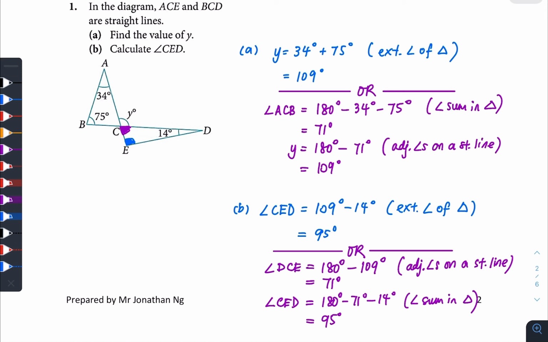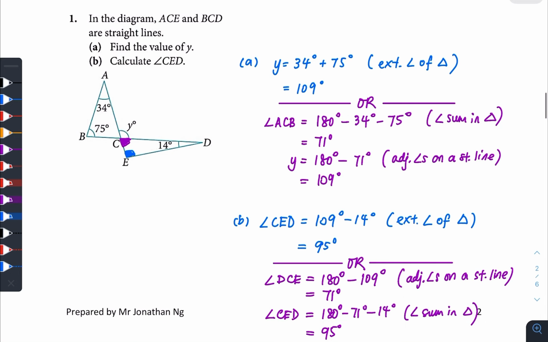So once again, you can see that the exterior angle of a triangle is actually a shortcut to what we normally do with 2 steps. So if you can see it, feel free to use this new property that we've learned. Otherwise, you can safely fall back to adjacent angles on a straight line, 180, and also the angle sum in the triangle. Okay, so this is practice now 2 question 1.